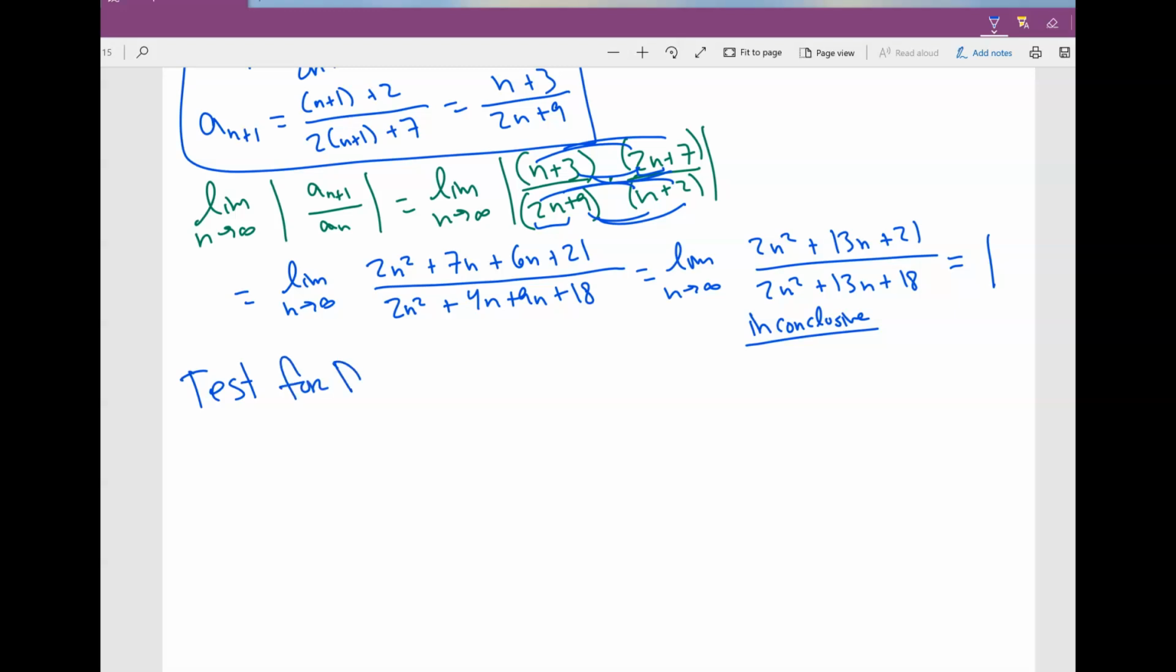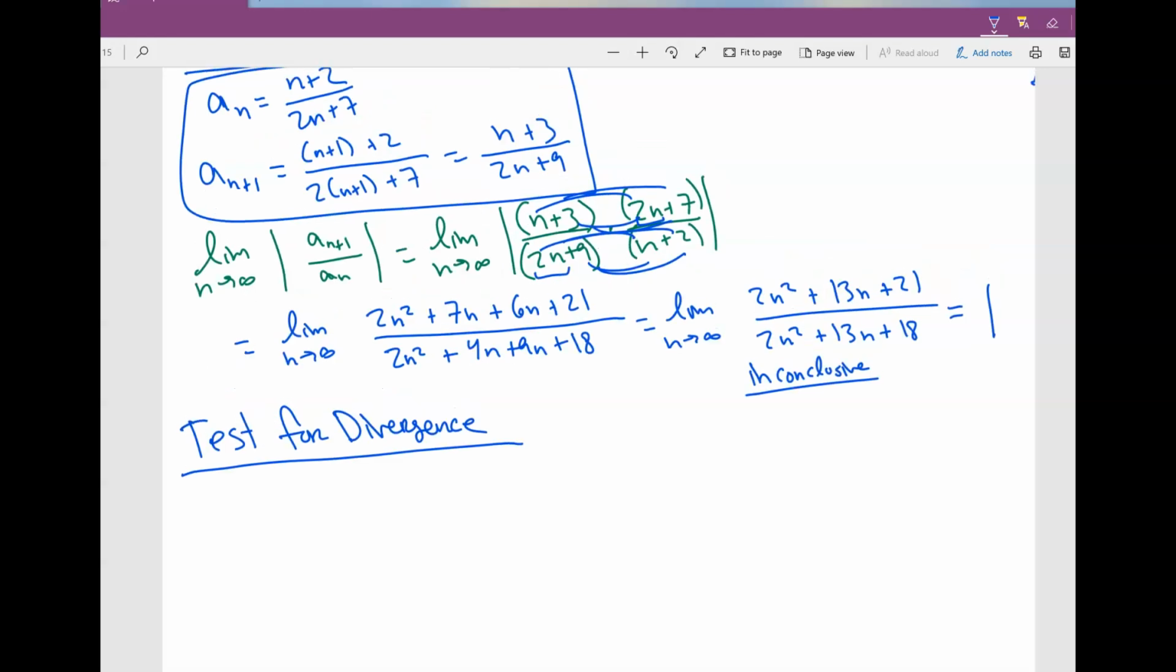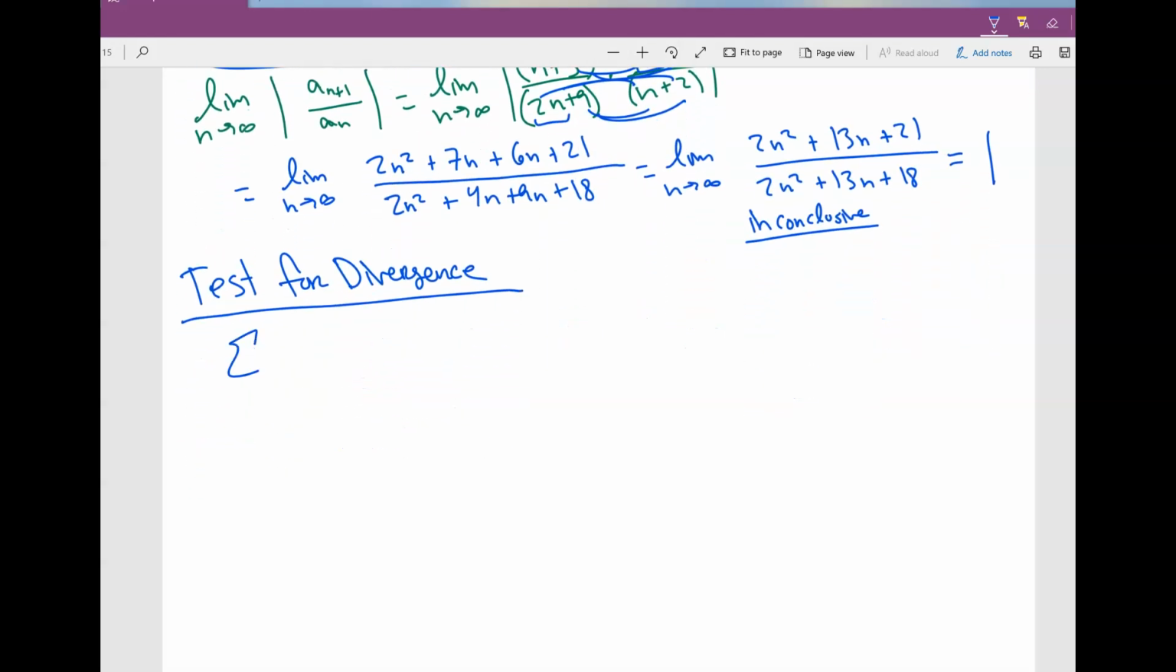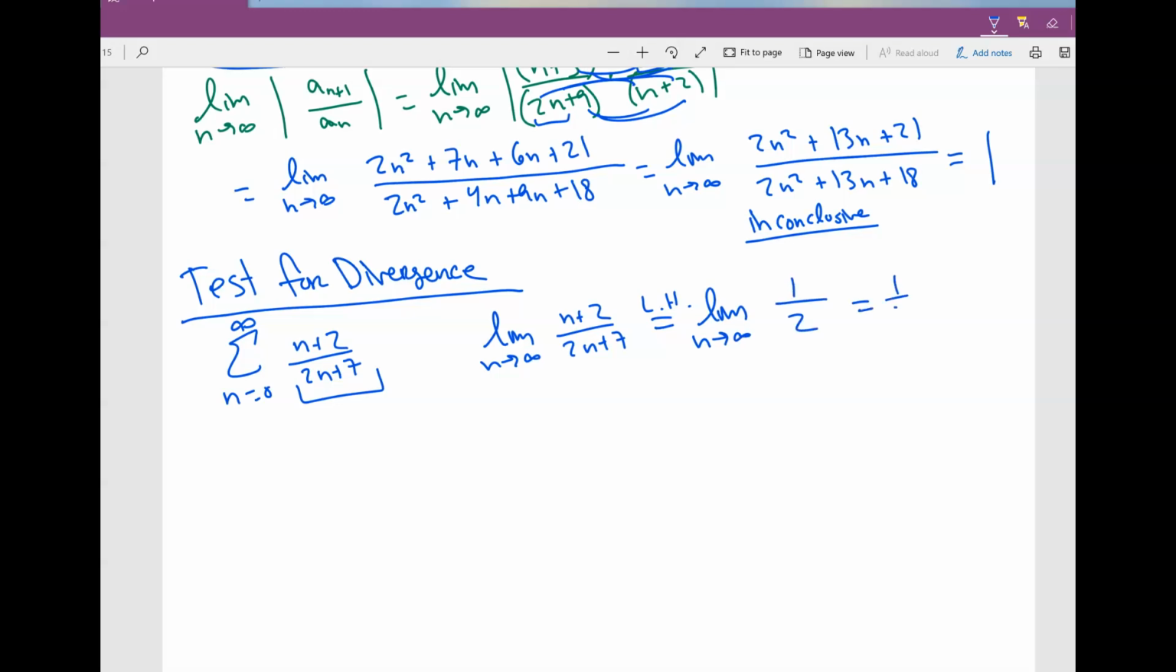Test for divergence. And if you forgot what the test for divergence was, you can go ahead and watch the video again. So you have the summation from n goes from 0 to infinity of n plus 2 over 2n plus 7. So the test for divergence says that I just got to take the limit of this guy. The limit as n goes to infinity of n plus 2 over 2n plus 7. If I use L'Hopital's rule here, I get that the limit as n goes to infinity is just going to give me 1 over 2. So my answer is 1/2, which is not equal to 0.